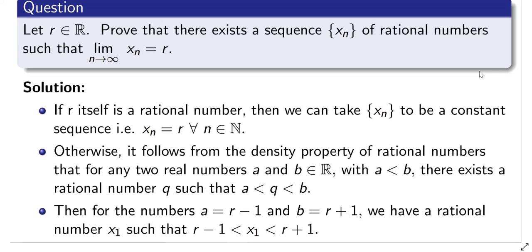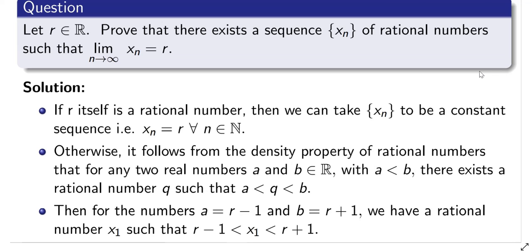If r is a rational number itself, then we can take xn to be a constant sequence, that is, xn equals r for all n belonging to N. So xn is a constant sequence whose constant term is r. So there is nothing to prove if r is itself a rational number.